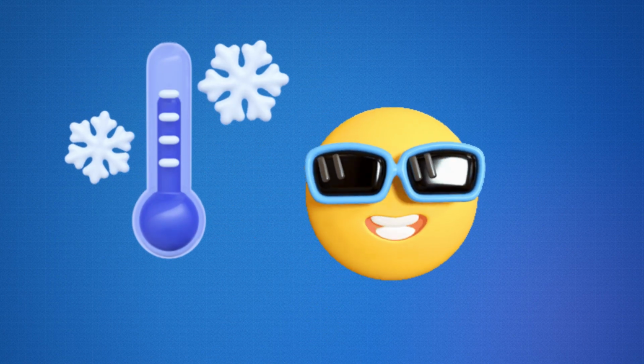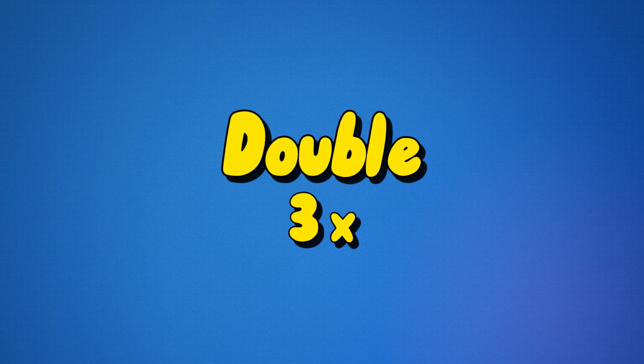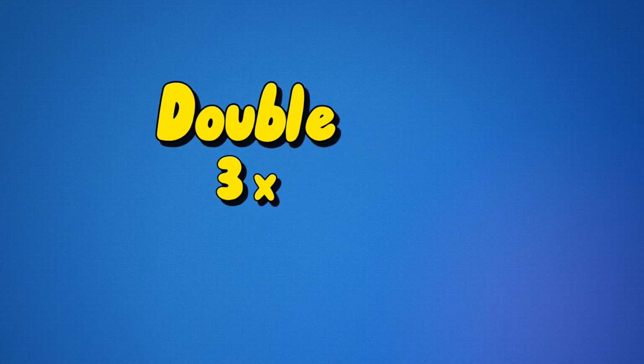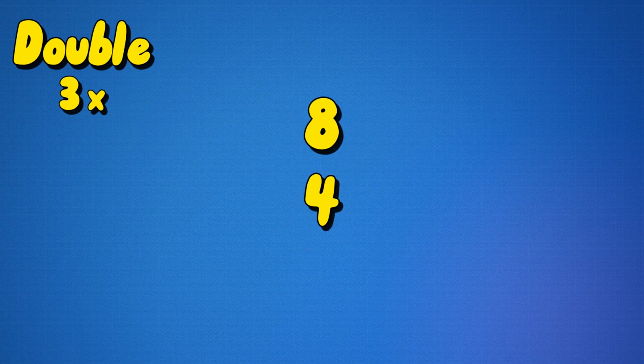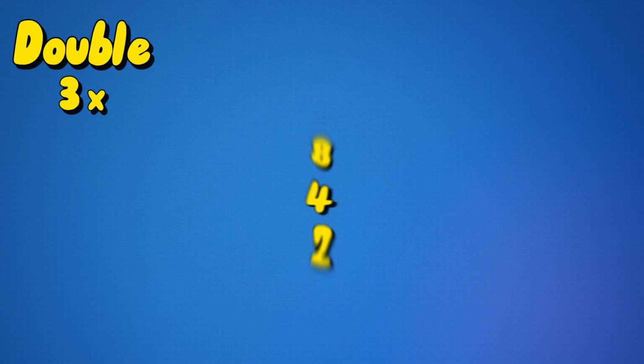Pretty cool, right? Now, before you run off to practice these new math tricks, I want to show you one more way you can figure out multiples of 8. This one is called double 3 times. Let me show you what I mean. 8 is really just doubling 4, and 4 is just doubling 2. That means if you know a multiple of 2, you can double it 3 times to figure out the multiple of 8.